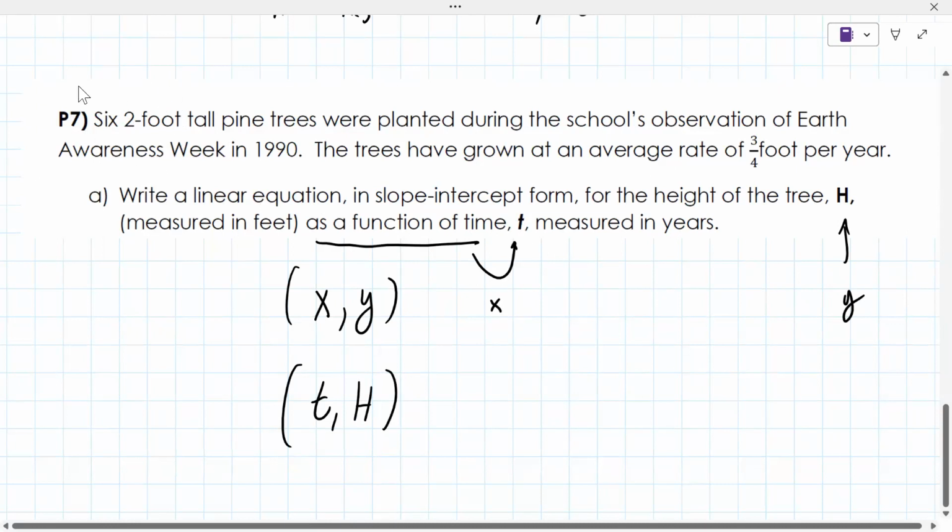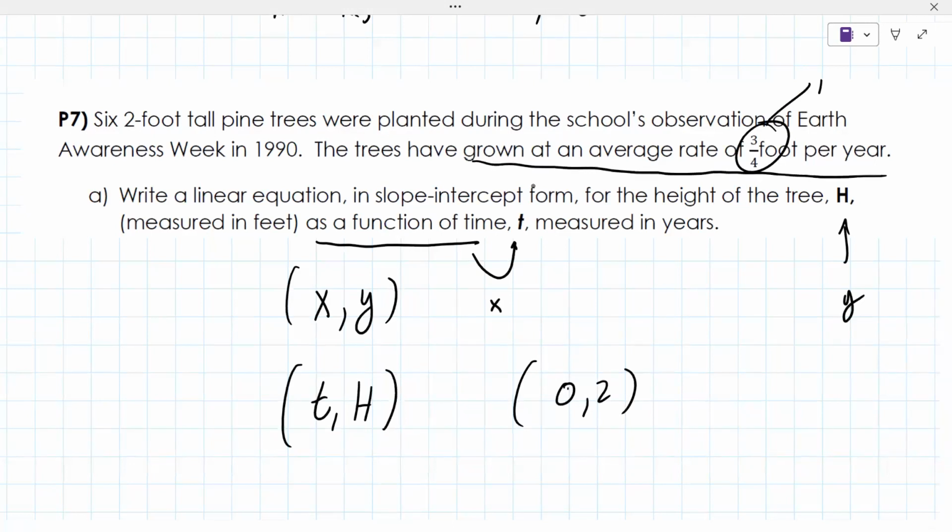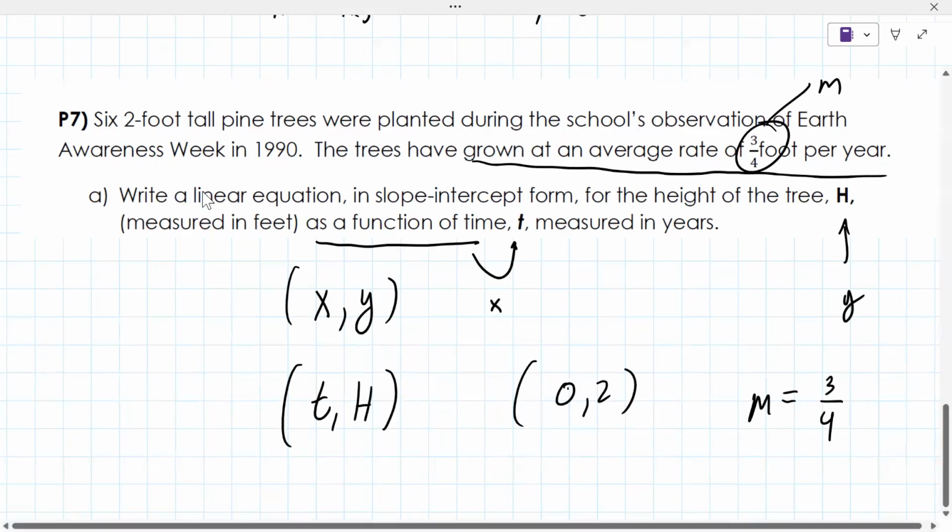It's right here in the beginning. 2 feet. Yes. So 0, 2. And then this time they're actually just giving you the slope. When they give you the average rate of change, that is the slope. Okay, so that's nice.